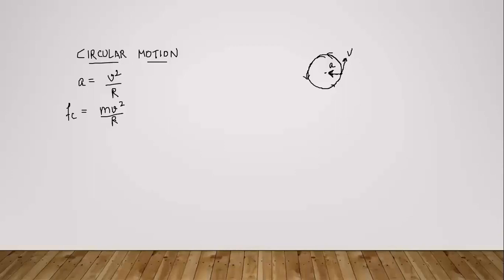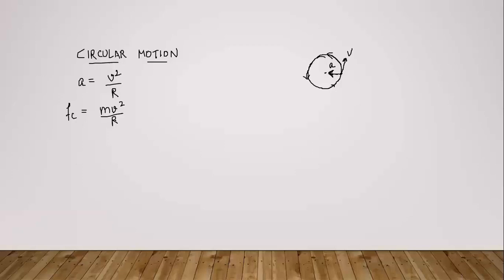So at that time the centripetal force कहाँ से आएगा? It will come from the tension in the string. So the tension will provide the centripetal force. Similarly, when a planet is moving around the sun, the centripetal force is provided by the gravitational force.